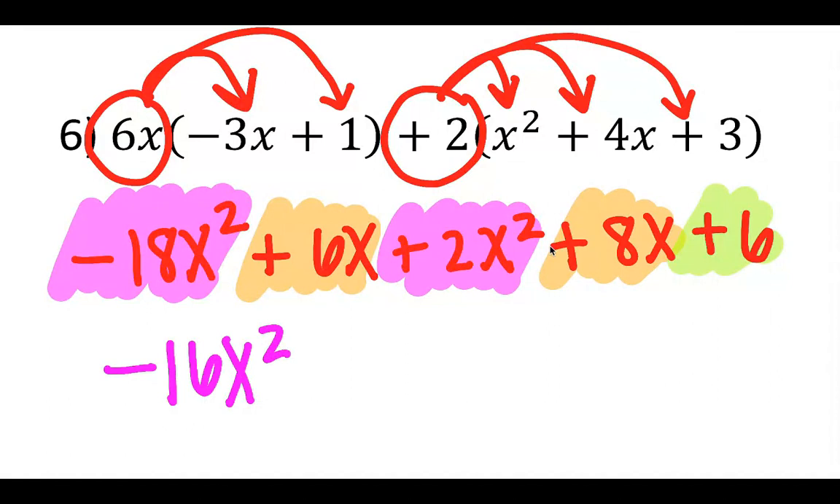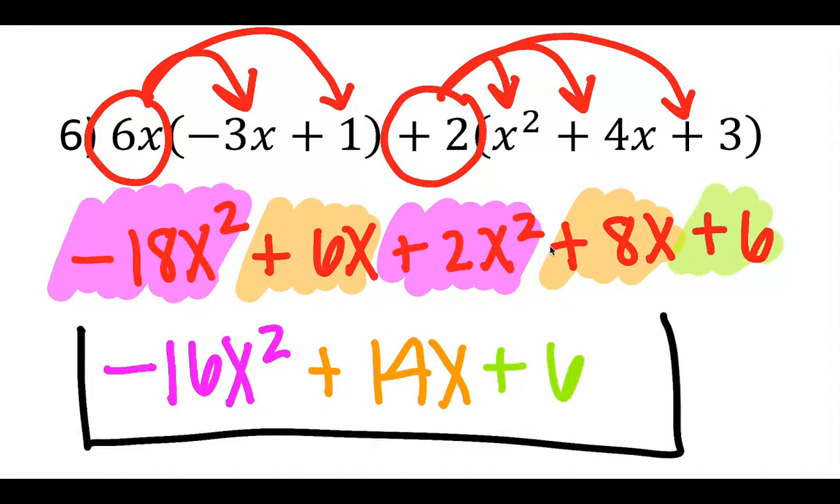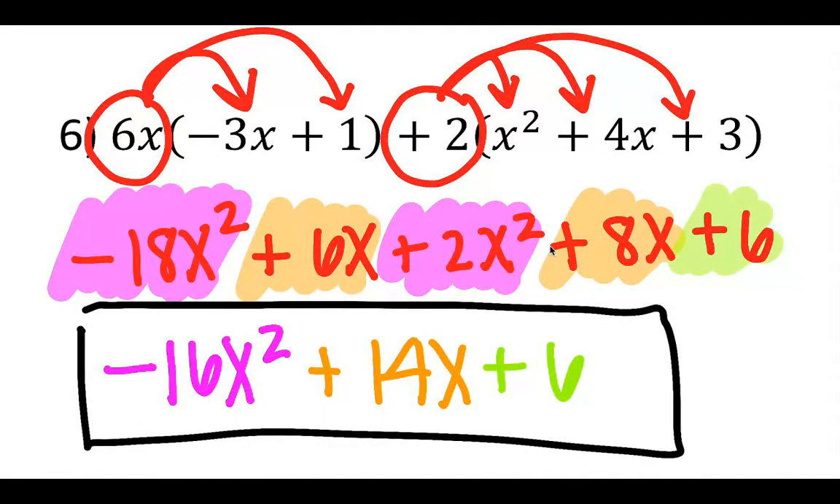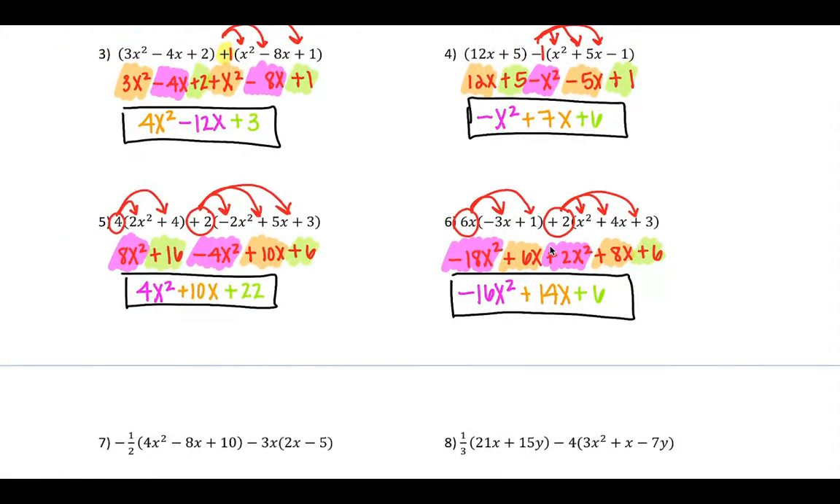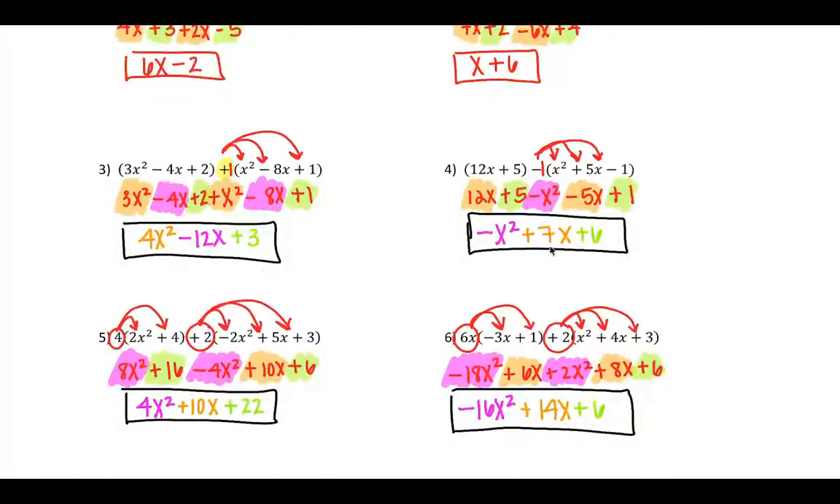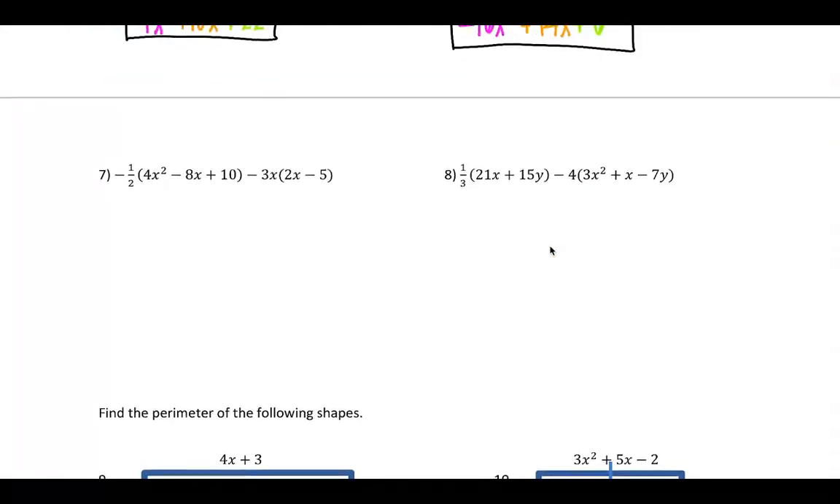Then I move on to my oranges, my x's. 6x plus 8x is 14x's. And then I just bring my green down because I don't have anything to combine it with, so it's plus 6. And that's as far as it goes, because the rest of them don't have last names that are the same. And that's it, y'all. That's all we're doing is taking these terms and combining them.